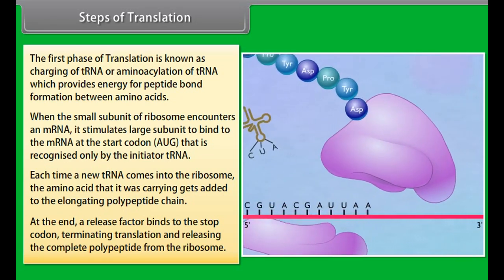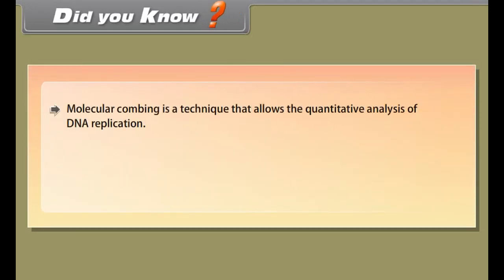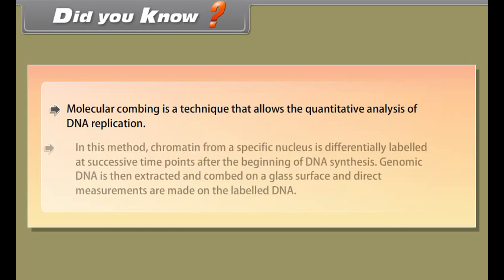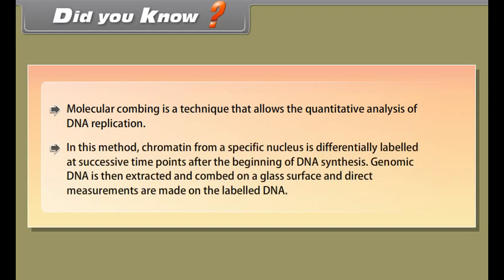Did you know? Molecular combing is a technique that allows the quantitative analysis of DNA replication. In this method, chromatin from a specific nucleus is differentially labeled at successive time points after the beginning of DNA synthesis. Genomic DNA is then extracted and combed on a glass surface, and direct measurements are made on the labeled DNA.